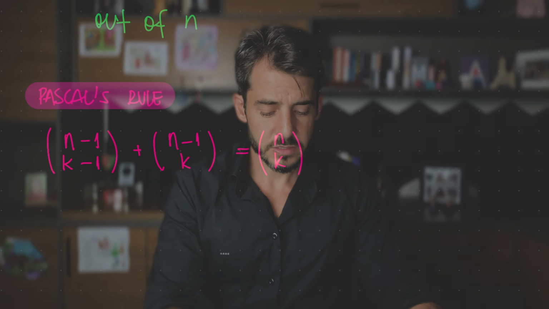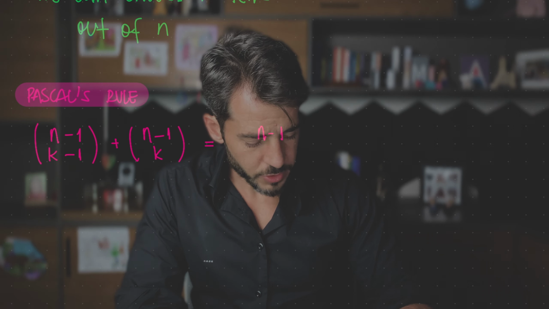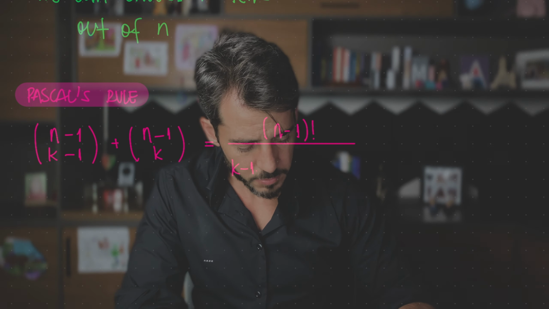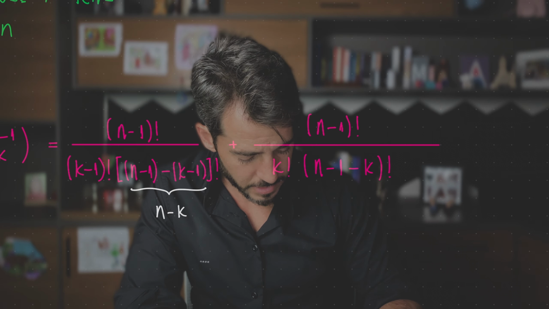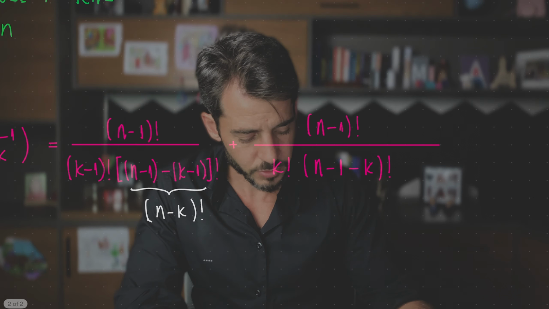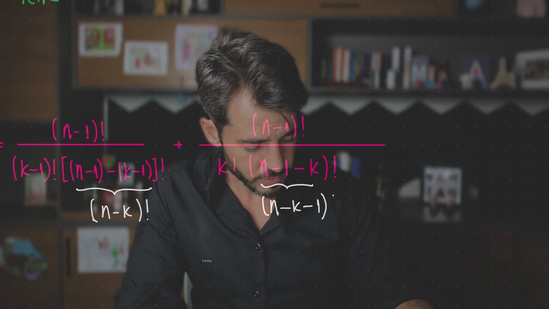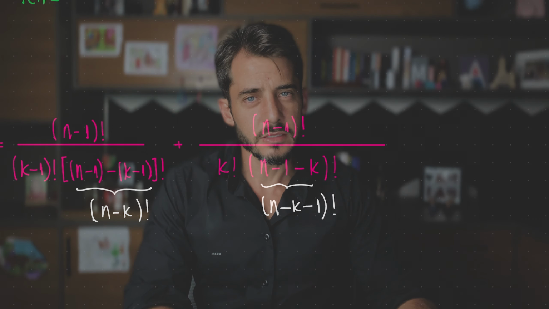Now, how can we prove this? We can use the definition of a binomial coefficient to write this as n minus 1 factorial over k minus 1 factorial times n minus 1 minus k minus 1 factorial, plus, and then we have the second one here, n minus 1 factorial over k factorial, n minus 1 minus k factorial. Now, notice that this is the same as n minus k factorial. And this can be rewritten as n minus k minus 1 factorial, just organizing the terms a little bit.